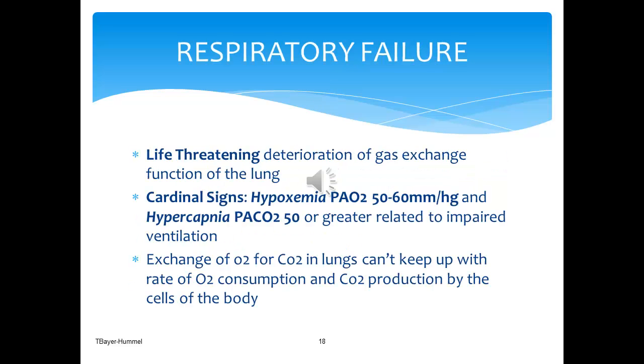Now that we have a foundation on how the normal respiratory system works and how gas exchange occurs, let's talk about respiratory failure. This is a life-threatening deterioration of gas exchange function of the lung. Cardinal signs: hypoxemia, a PaO2 of 50 to 60, and hypercapnia, a PaCO2 of 50 or greater, related to impaired ventilation. Exchange of O2 for carbon dioxide in the lungs can't keep up with the rate of oxygen consumption and your CO2 production by the cells of the body. Again, this is an emergency.